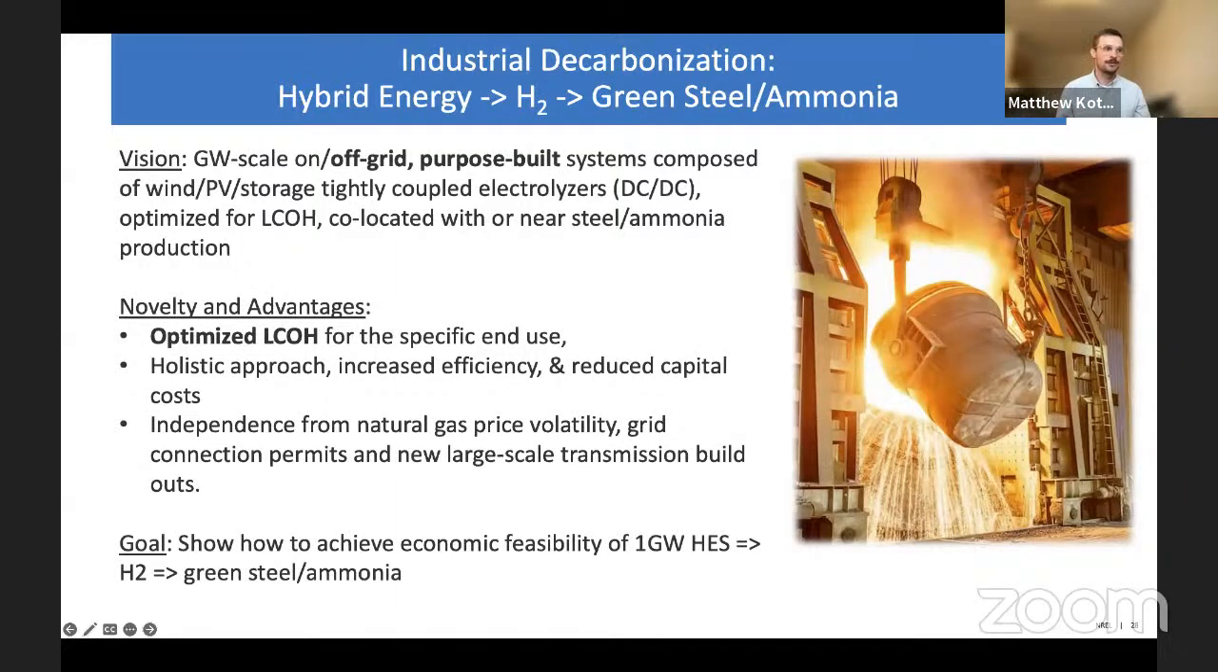Wait times for interconnection can be anywhere between 7 and 10 years for an on-grid facility, and then off-grid, your only timeline there is how quickly it takes you to build your facility. So, of course, the goal of this is to understand how can we essentially achieve economic feasibility for a 1 gigawatt hybrid energy system to then produce hydrogen for green steel and ammonia.